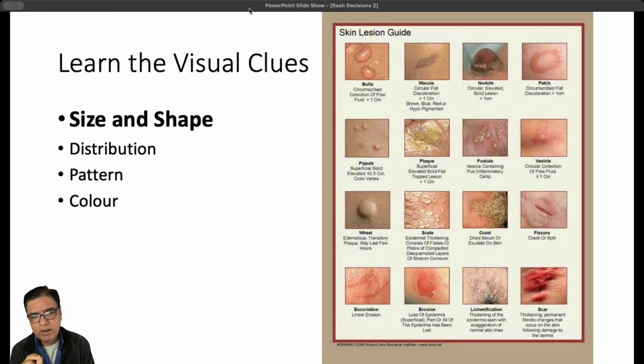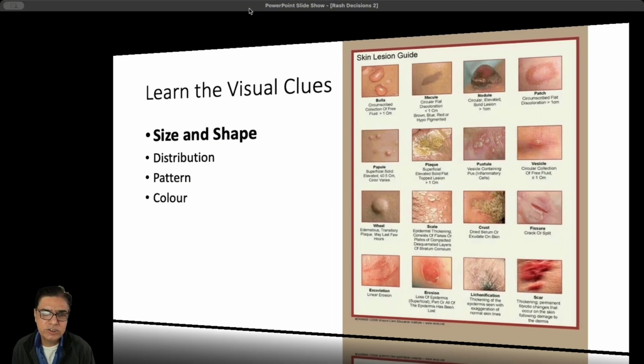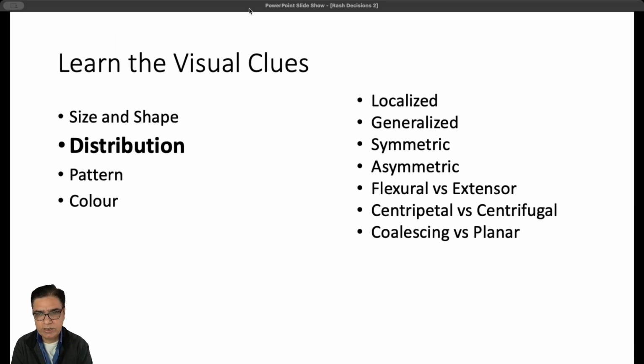You need to know what you are dealing with and describe the rash in its size and shape. If you see pinkish spots with some raised solid bumps, you call it a maculopapular rash. If there are small papules and some of them are filled with clear fluid, you will call it a papulovesicular or plain vesicular rash. If they are pustules, you will call it a pustular rash. So describe each rash in its size and shape. The next thing, once you have described the size and shape, is the distribution of the rash.